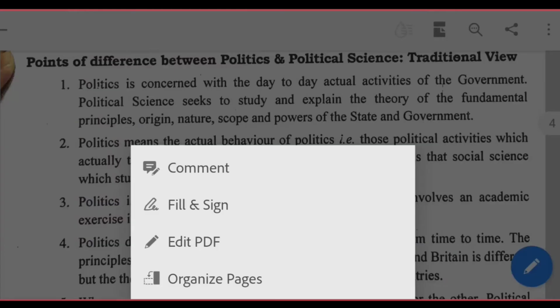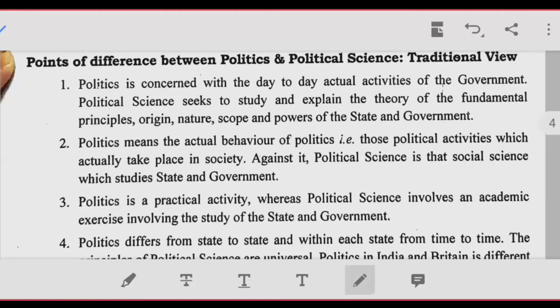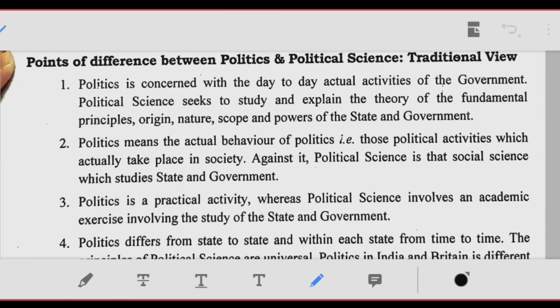Okay, now number one, just listen to it. What is the difference between politics and political science? Number one, politics is concerned with the day-to-day actual activities of the government. Whatever activities are performed by the government, that is politics. Very simple, the day-to-day activity of the government. Passing a bill, monitoring the finance, looking after the country, and coming up with new laws, ideas. So the day-to-day activity of the government is known as politics. Okay, now what is political science?